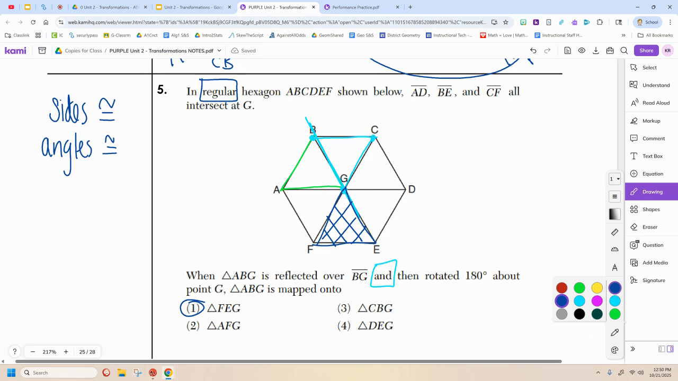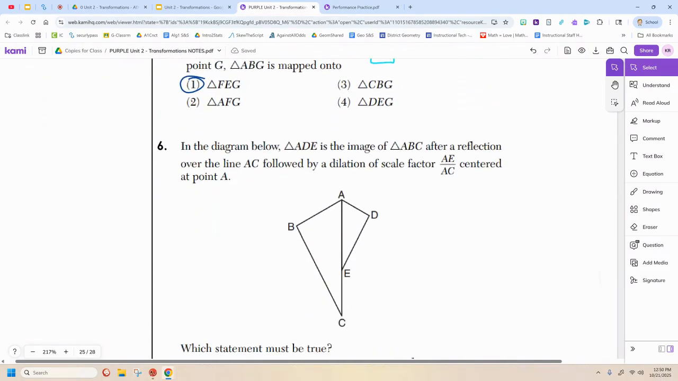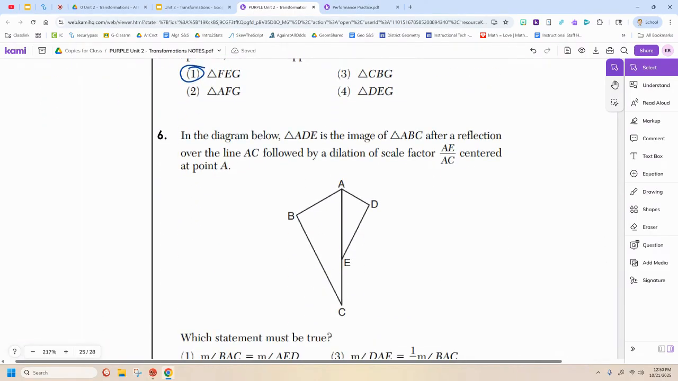Okay, next question. Are you ready? In the diagram below, ADE is the image of ABC after a reflection over AC, followed by a dilation of scale factor AE over AC centered at point A. Just pause right now. Where was the start? Where was the finish? Who was first? ABC. Label your picture: either pre-image, image, start, finish. Where's the beginning? ABC.